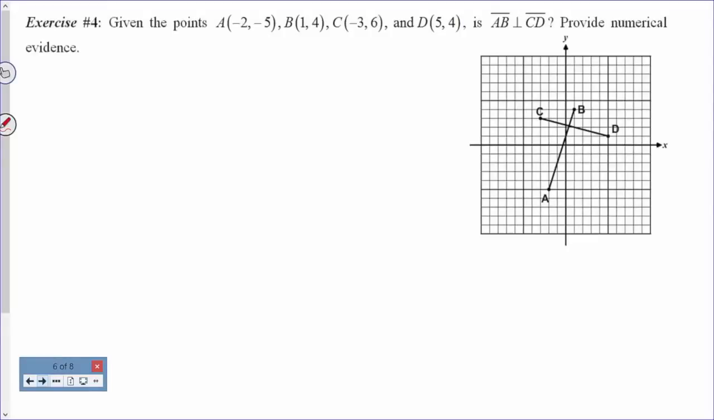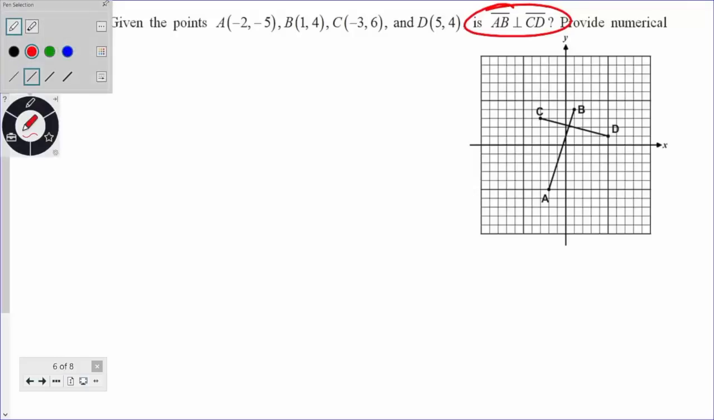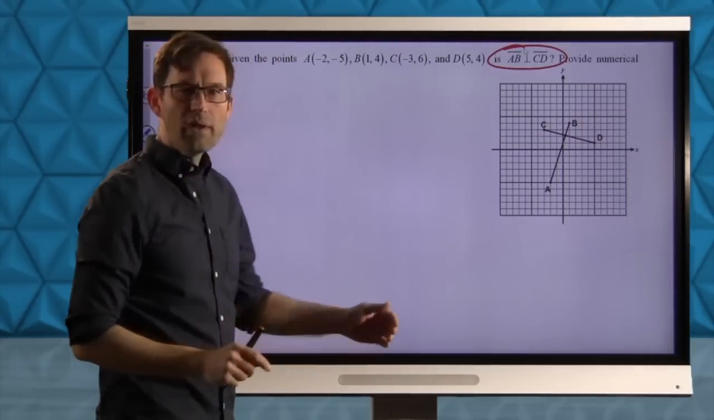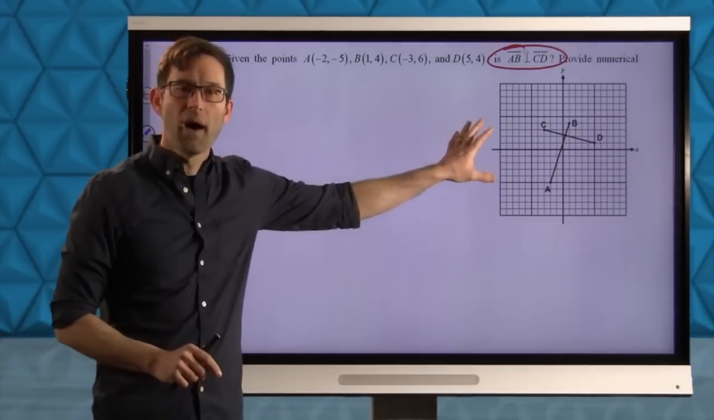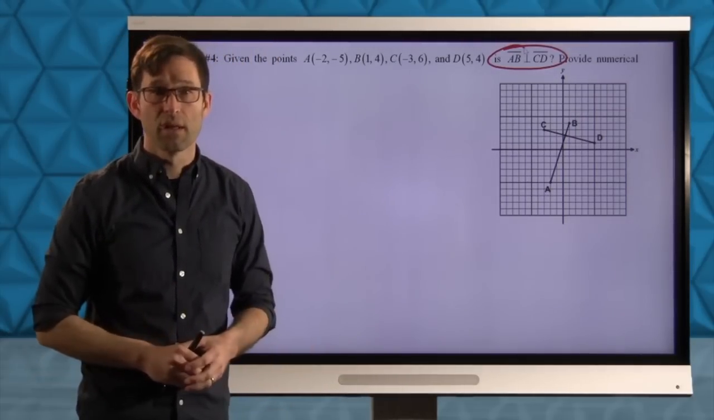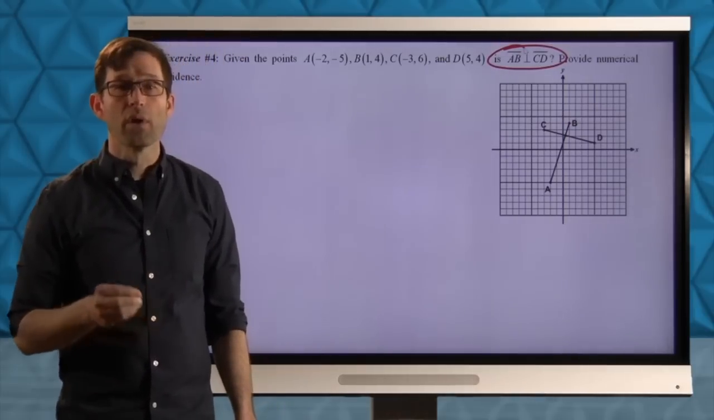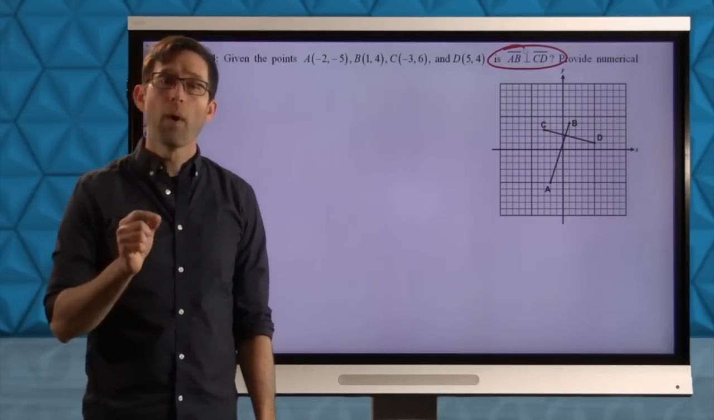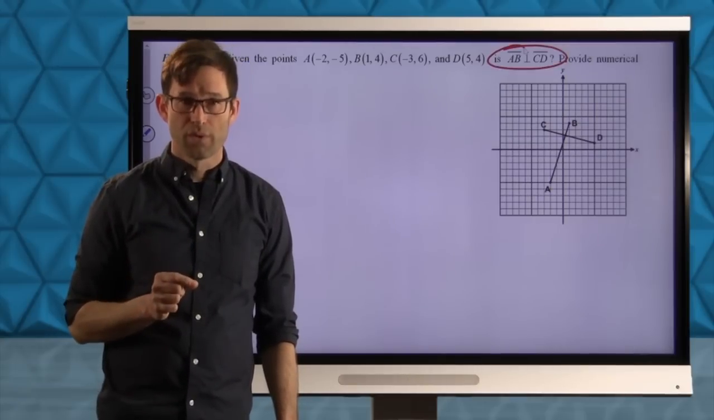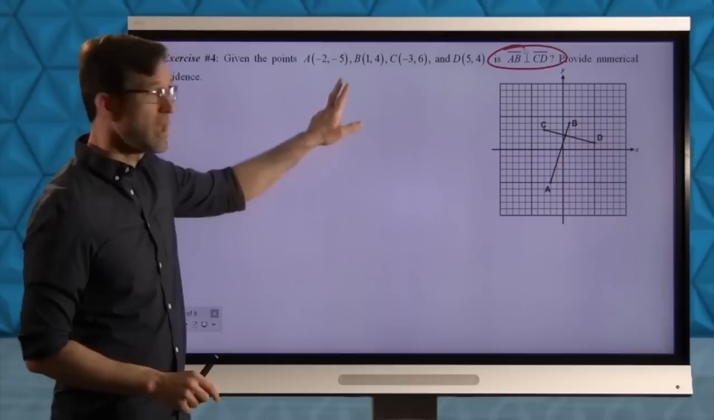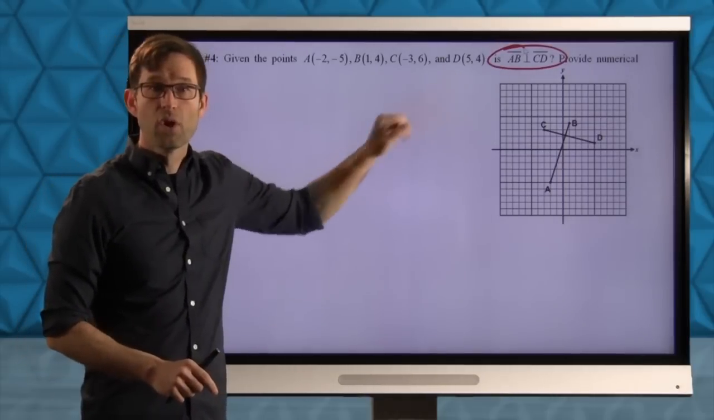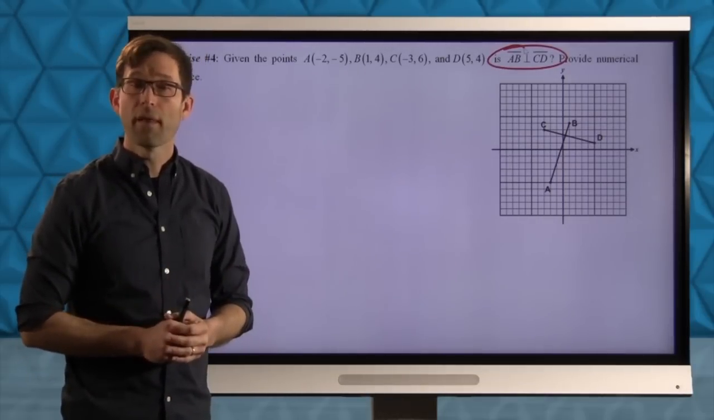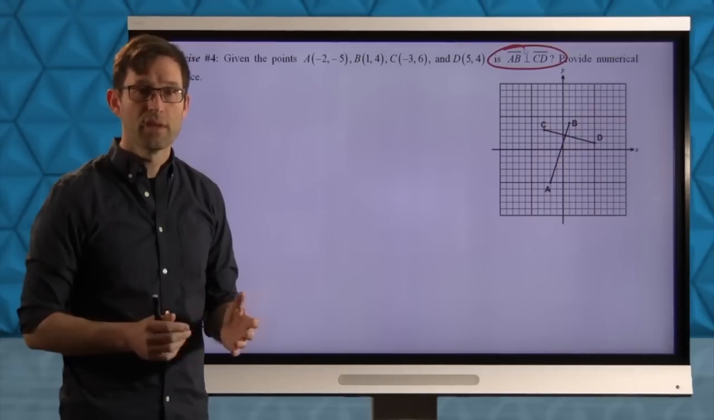Given the points A, B, C, and D, I'll let you read off their coordinates for yourself, is AB perpendicular to CD? Provide numerical evidence. All right. Well, when we look at the picture, it certainly looks like it's possible that AB is perpendicular to CD. But the ultimate test is not whether it looks like the two segments are perpendicular, but whether or not their slopes are negative reciprocals. So what I'd like you to do is take a few minutes to calculate the slope of AB and to calculate the slope of CD, make the comparison, and then make the call. Are they perpendicular? Take a little bit of time.